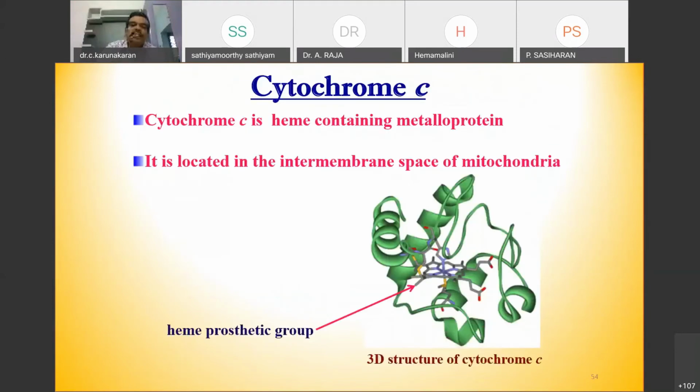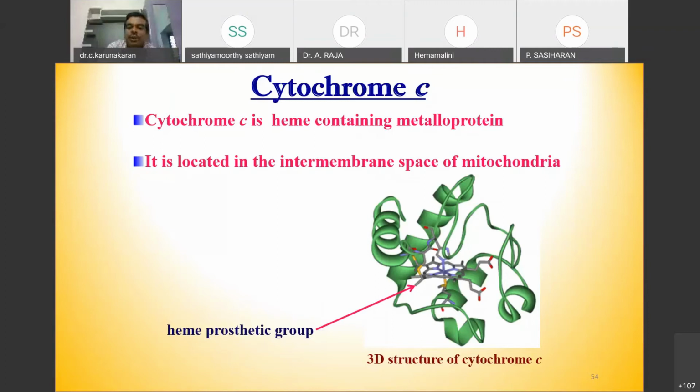We developed a biosensor for cytochrome C. It is a heme-containing metalloprotein, located in the mitochondria, as shown here. In the electron transport chain, during apoptosis, cytochrome C is released into the cytosol. This cytochrome C shuttles electrons between complex 3 and complex 4.